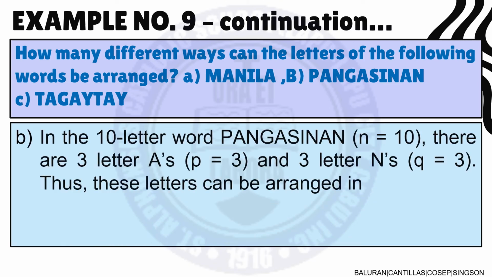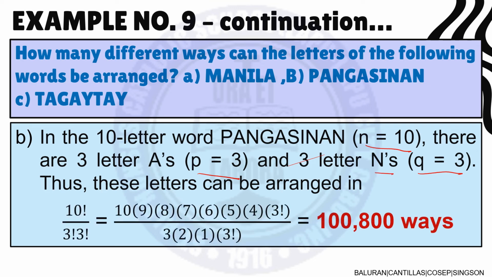Letter B, Pangasinan. Pangasinan has a total of 10 letters, so our n here is equal to 10. At the same time, we have letter A, which is repeated thrice, therefore p here is equal to 3. And N is also repeated thrice, so q here is also equal to 3. So we will be using n equals 10, p equals 3 for letter A, and q equals 3 for letter N.